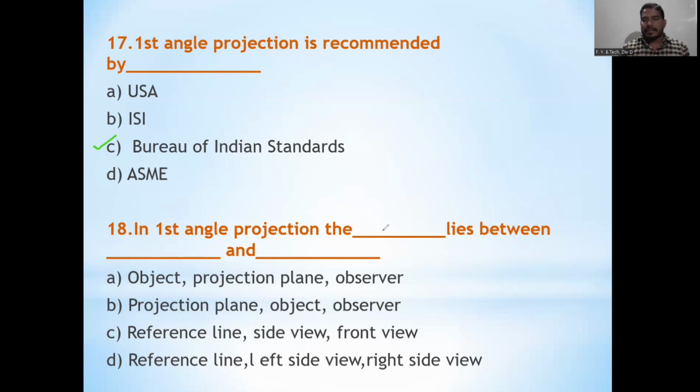So which option will it be? You can check out. Here the object lies between the projection plane and the observer. So we'll check the options. Here this will be correct: object, projection plane and the observer is option A. Option B, projection plane, object, observer is not possible, because we know that in case of first angle, the object lies between the observer and the projection plane. Okay, let's see the next one.